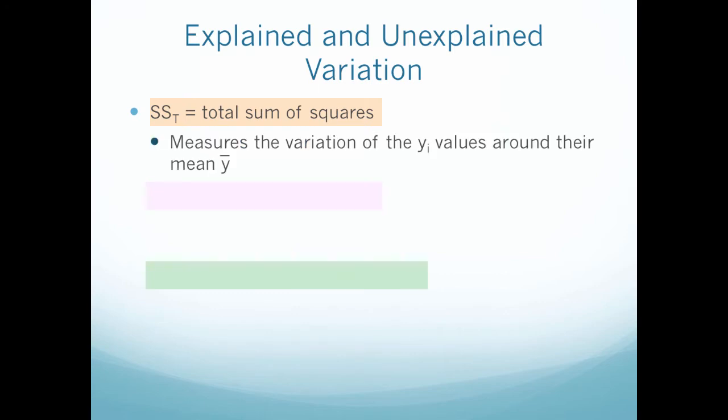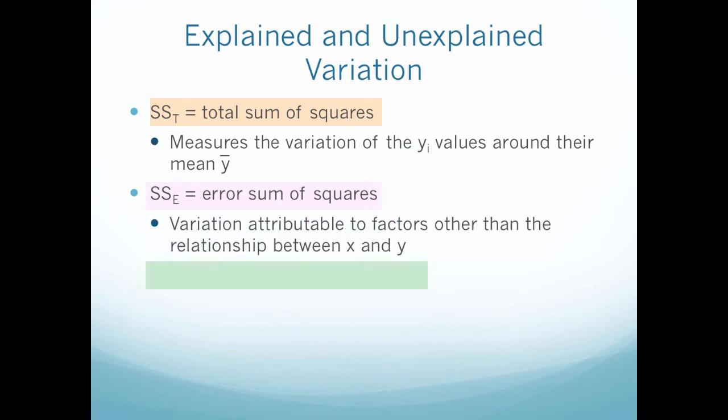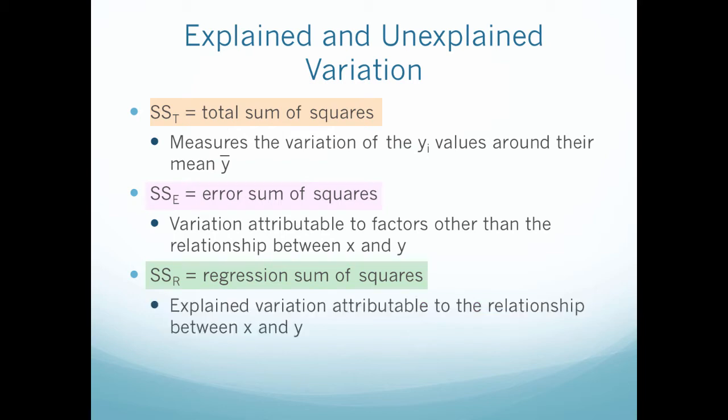What that is, is that it measures the variation of the y sub i, or the individual observations, around their mean value of y bar. Next we have SSe, and we talked about this a little bit before. That's called our error sum of squares, and what that does is it describes the variation that's attributable to factors other than the relationship between x and y. And then our SSr is called our regression sum of squares. What that is, is that it explains the variation that we can attribute to the relationship between x and y.